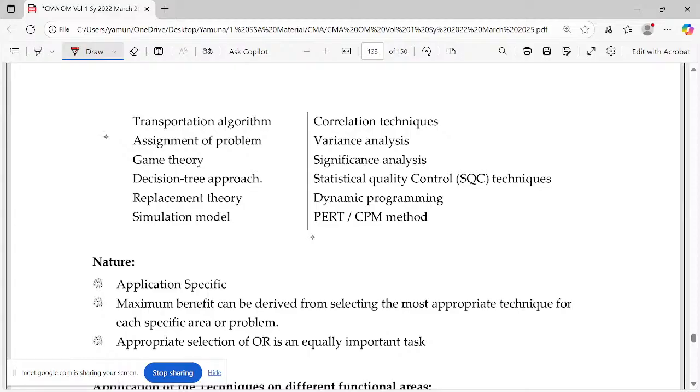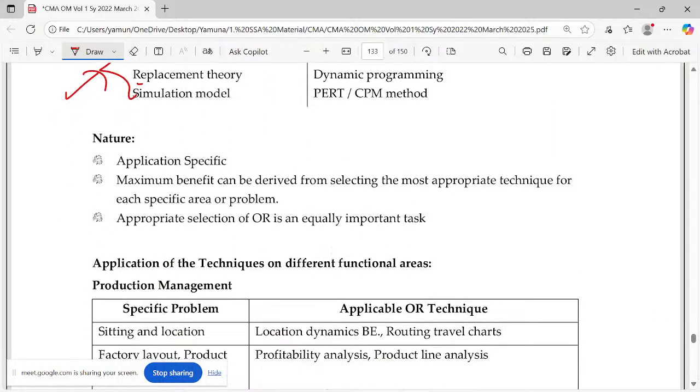So the heading list is not a small one. You can please make it on your own. I'll go to the next heading. So nature, application specific. Depending on what type of nature or what type of things you're doing, you go for the most appropriate technique, which one you are selecting, and you just apply it.